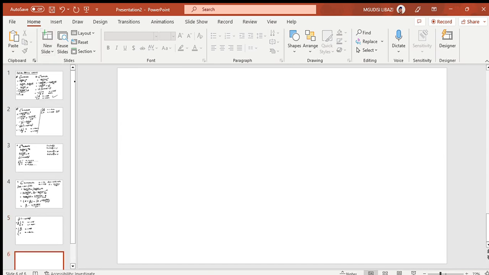So our last problem now, we have the integral from negative pi to pi of x squared sine of nx dx.